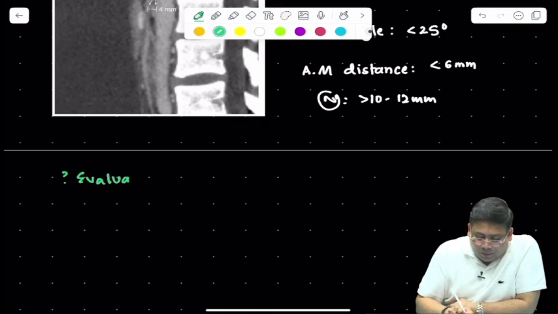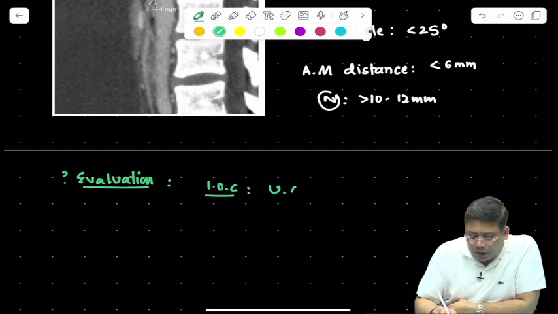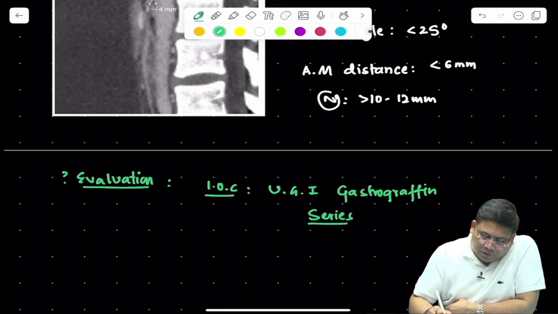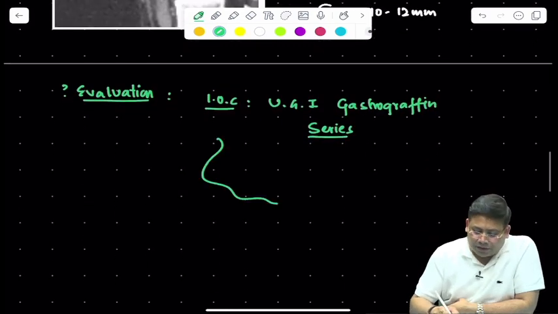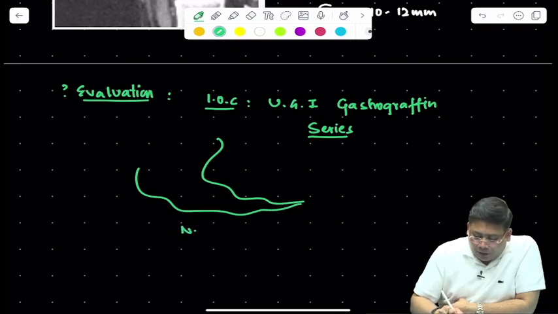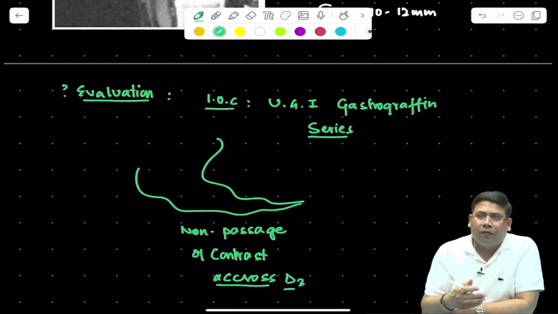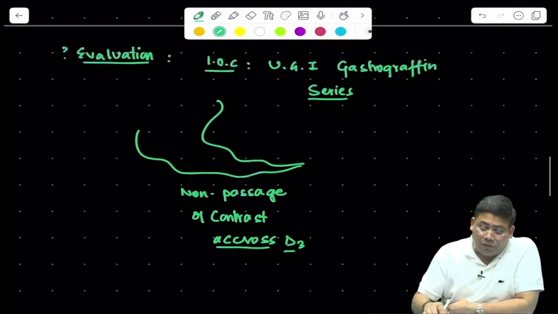Now let us talk about the evaluation. What is the investigation of choice? The answer is upper GI barium or gastrografin. Basically we prefer the upper GI gastrografin series, which is very, very important. On the upper GI gastrografin series, you will see non-passage of contrast across the third part of the duodenum, with distension of the proximal pouch. This is very, very important.